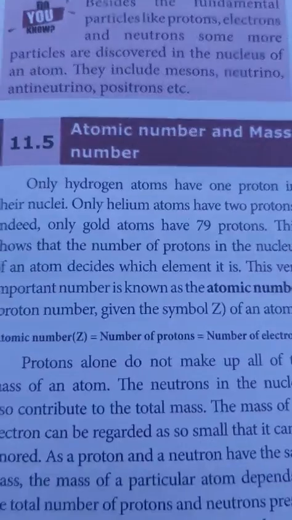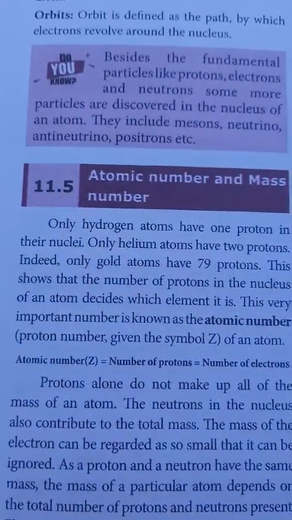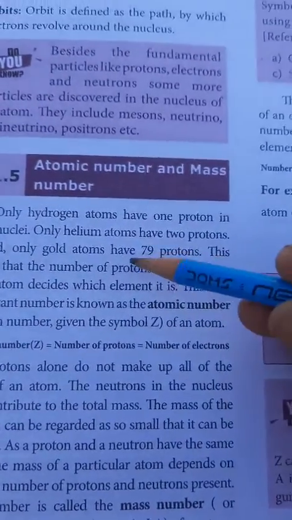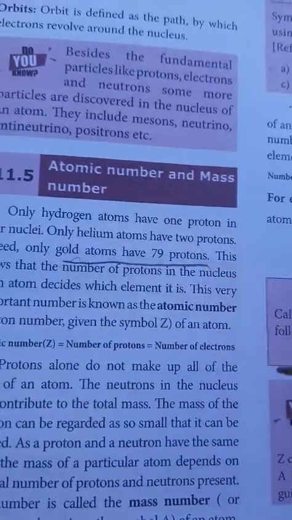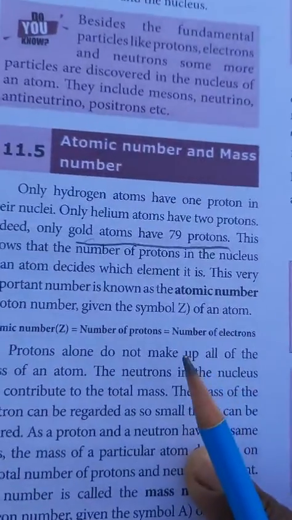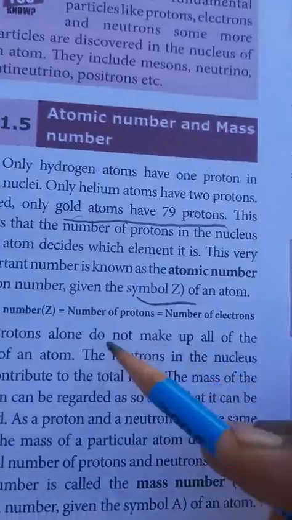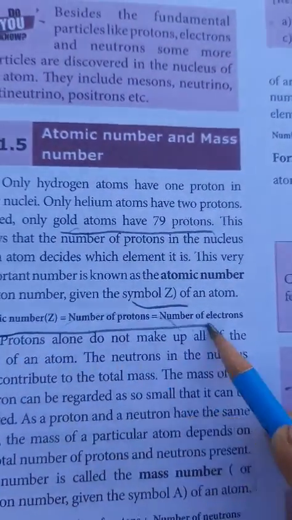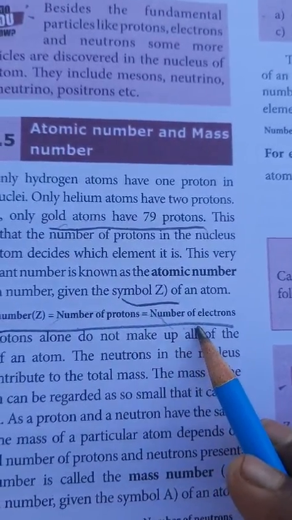Now, the atomic number is very important. Only hydrogen has one proton in its nucleus. Helium has 2 protons. Gold atoms have 79 protons. Protons are given the symbol Z. The atomic number is equal to the number of protons, which is equal to the number of electrons.